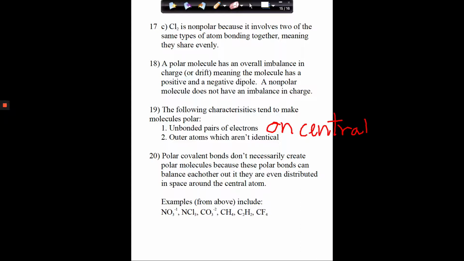And then guys, wrapping up, question number 20 says, how is it that molecules with polar bonds can be non-polar? And it's all about symmetry. The bonds cancel each other out, and there are some examples there.